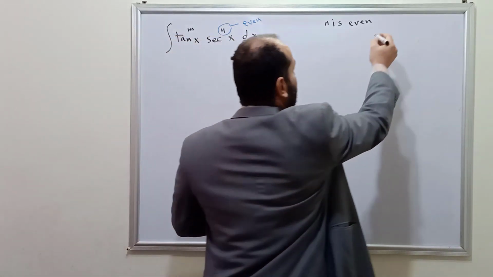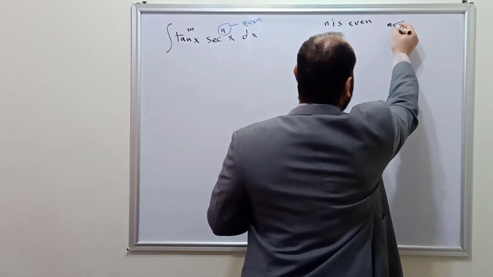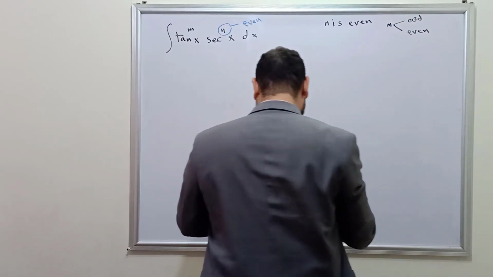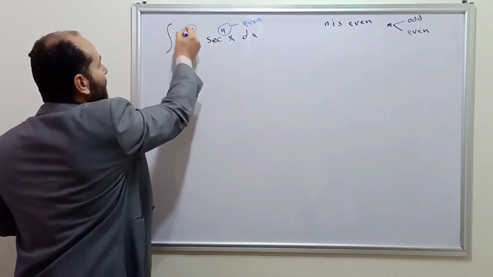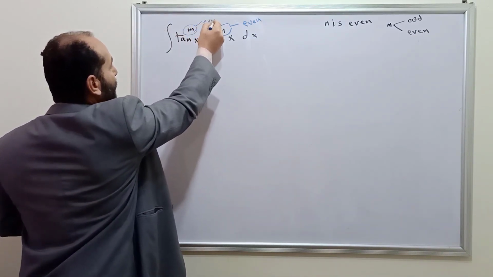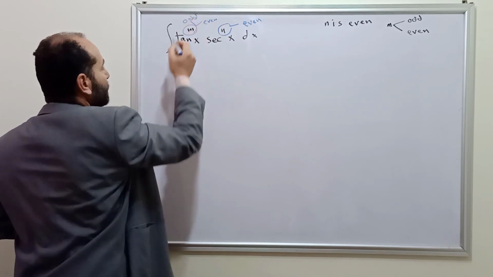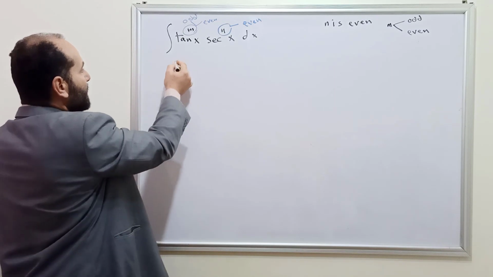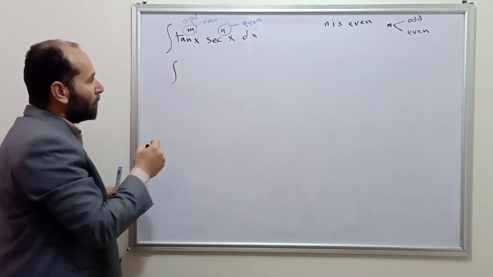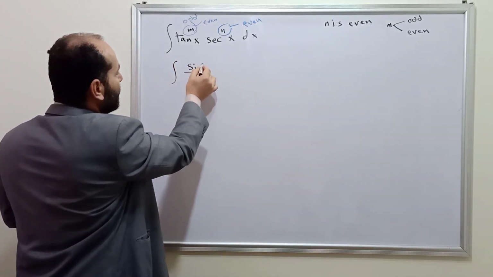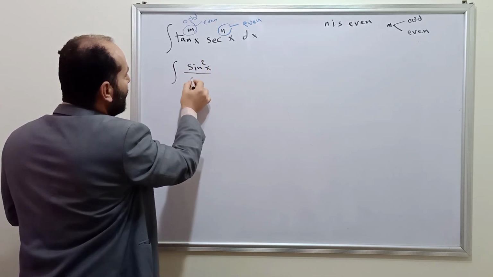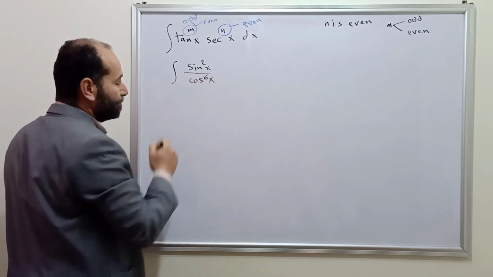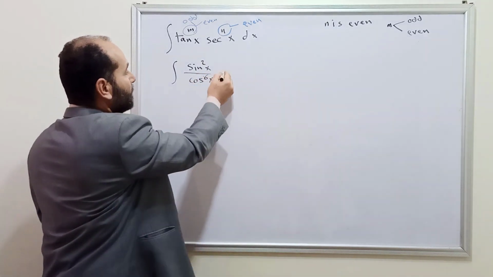We do not care about m. M may be odd or even. The first example: integration of sine squared x over cosine power 6 x, dx.